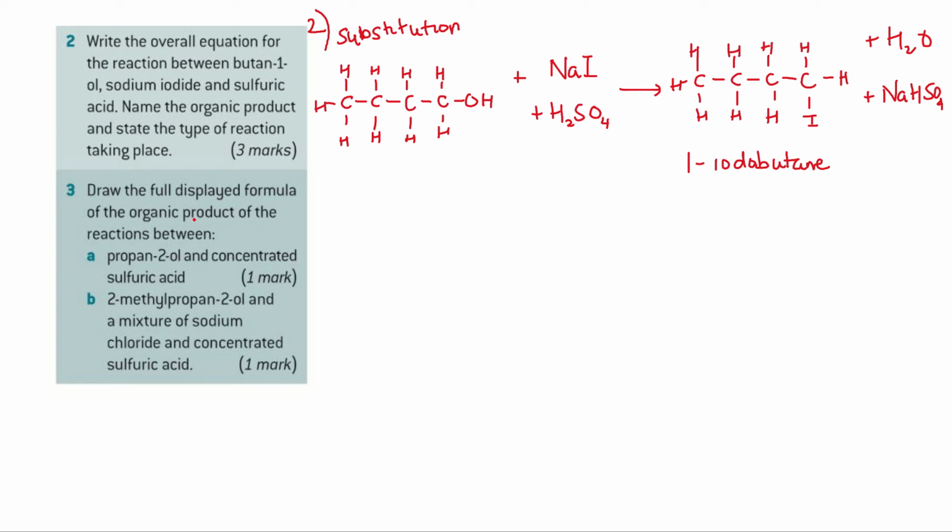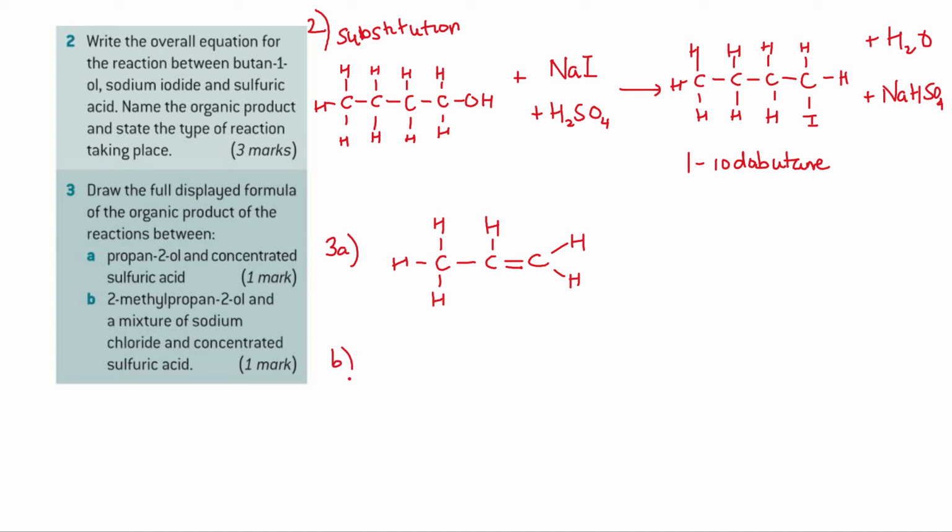So 3A, draw the full displayed formula of the organic products of the reactions between the following. So propan-2-ol with concentrated sulfuric acid. There's nothing else present there, so anytime we're using a concentrated acid and an alcohol, that's going to be a dehydration reaction or elimination reaction. So that means from propan-2-ol, where the alcohol would have been on this group, we're going to form the corresponding alkene. So this is the alkene formed by the dehydration of propan-2-ol.